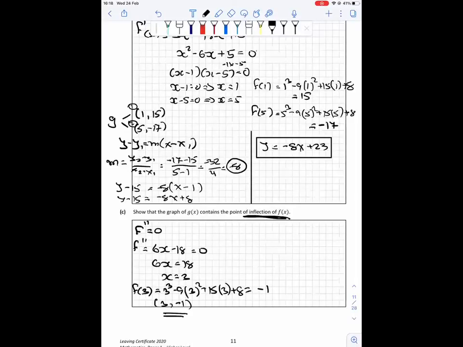Now I have to show that g contains this point. So I go back to g, which is there, and I sub it in. So I'm subbing in my x. My x is 3, so minus 8 times 3 plus 23, and I get minus 1, which is the y of the point. So when x is 3, y is minus 1, which means g contains the point.